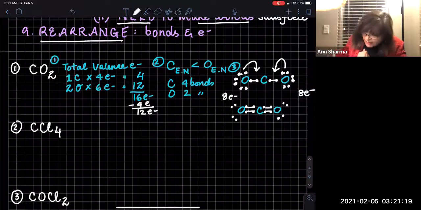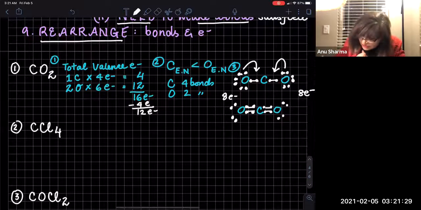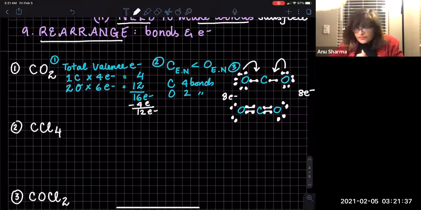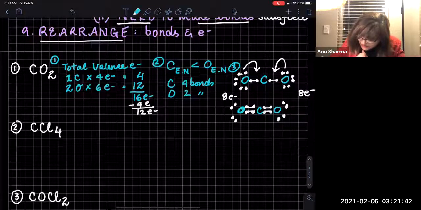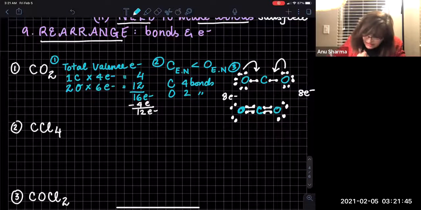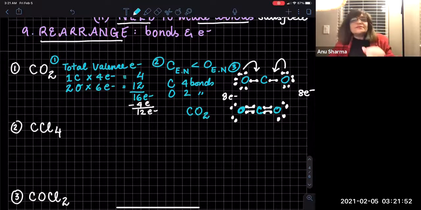Octet of oxygen is also met. How? 1, 2, 3, 4, 5, 6, 7, 8. So 8 electrons this oxygen has. This oxygen has 8 electrons too. 1, 2, 3, 4, 5, 6, 7, 8. So this is a perfectly stable molecule, and this is the right structure of CO2. Okay, so then how do you write the formula? The formula becomes CO2. So this is how you are going to draw the Lewis structures.